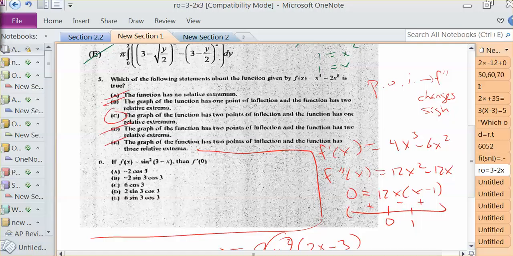See, that kind of takes a little bit longer. But 6 we can move through pretty quickly. This is going to be a repeated chain. F prime x is going to be 2 sine 3 minus x times the derivative of sine, of course, which you know is cosine 3 minus x, times derivative of 3 minus x, which is negative 1. Plug in 0, you should get B.